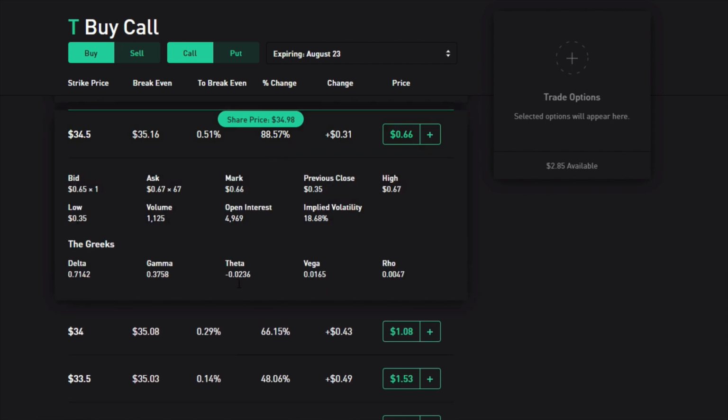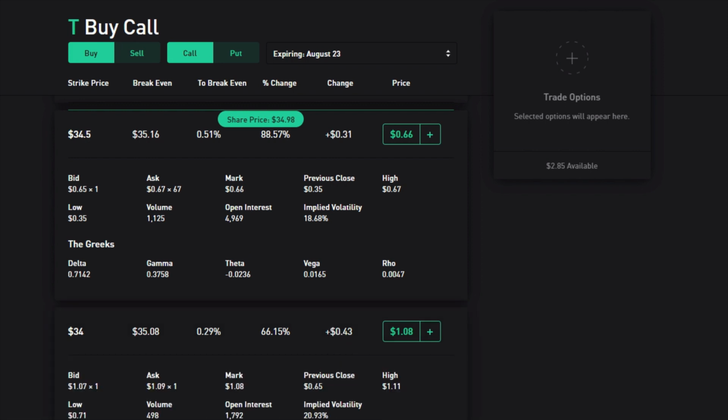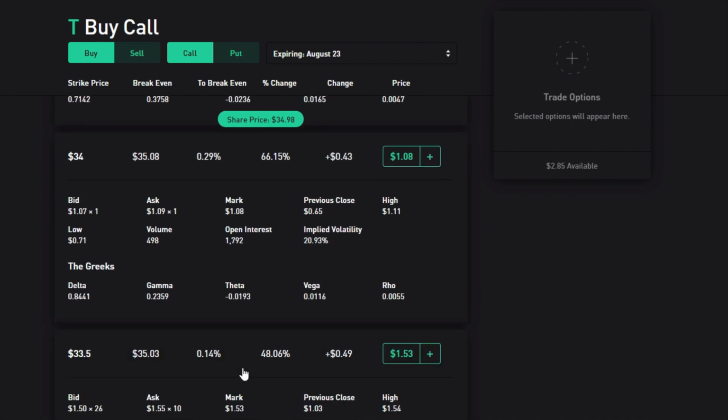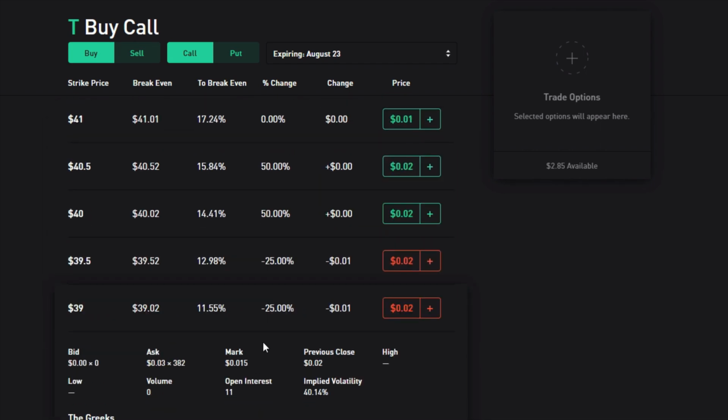it will become minus $2. So every day it's losing almost $2.50. And that's exactly what theta is used for. Every day the contract will lose value equal to your theta, and the theta will be less for in the money contracts and more for out of the money contracts.